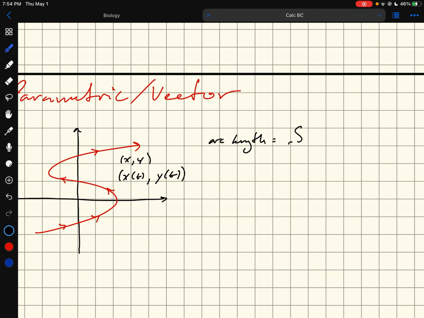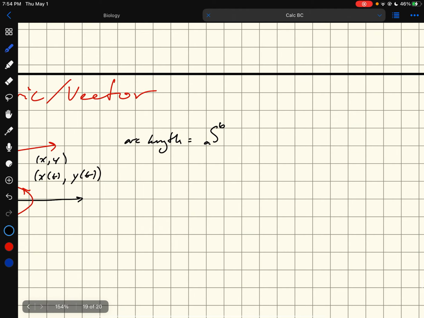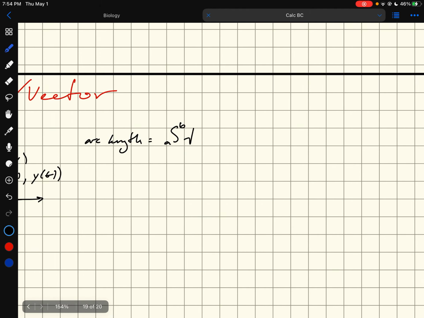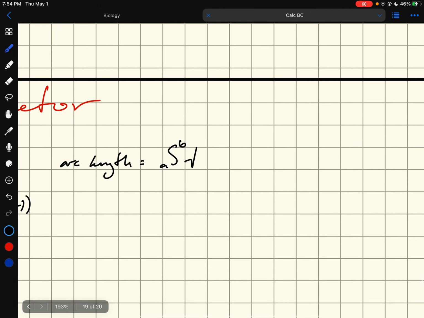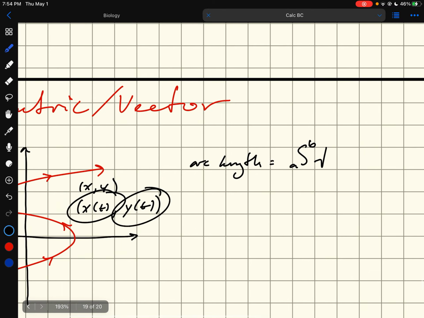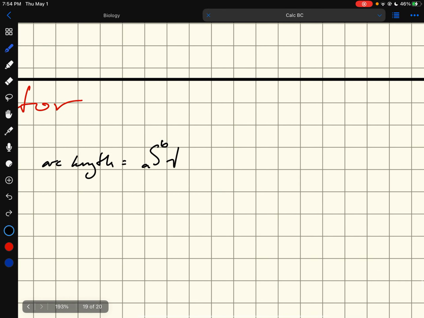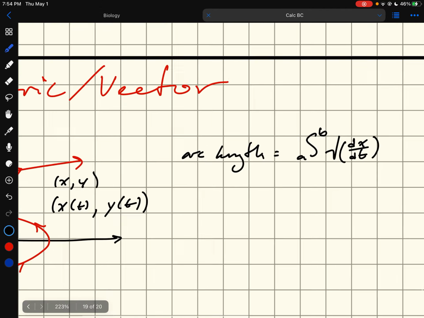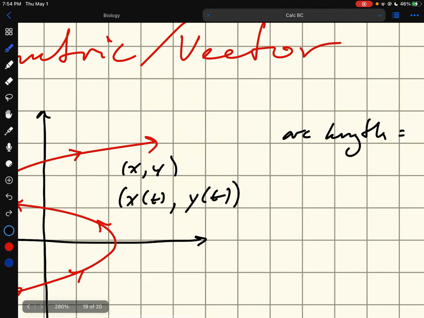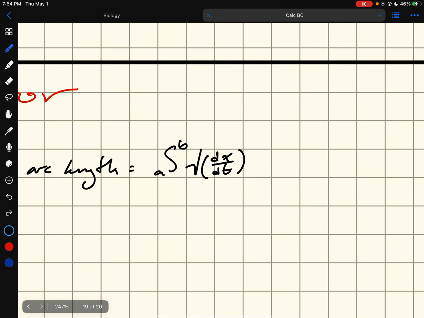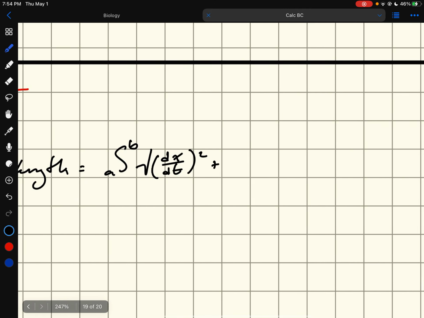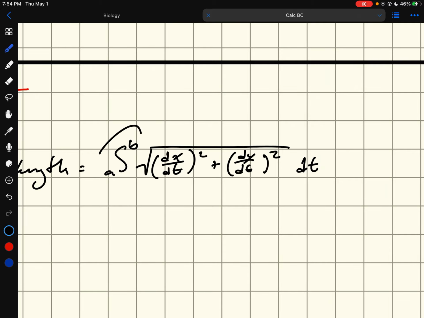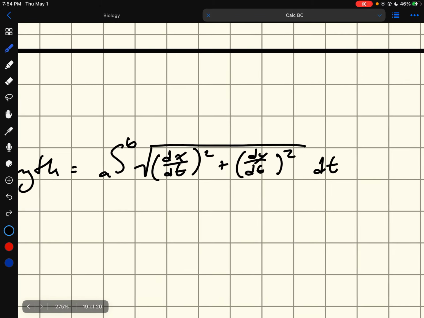It's going to be the integral from a to b, whatever your interval is, of the square root of the derivative of this one and the derivative of that one, squared. So dx/dt, and it's dx/dt because it's with respect to t, squared, plus dy/dt squared. And then you need a dt at the end because it's an integral. So that's how you find arc length.